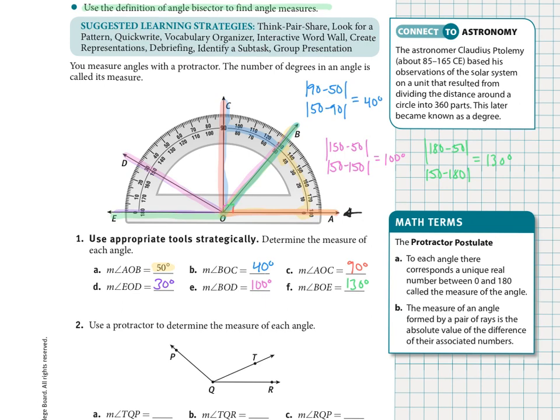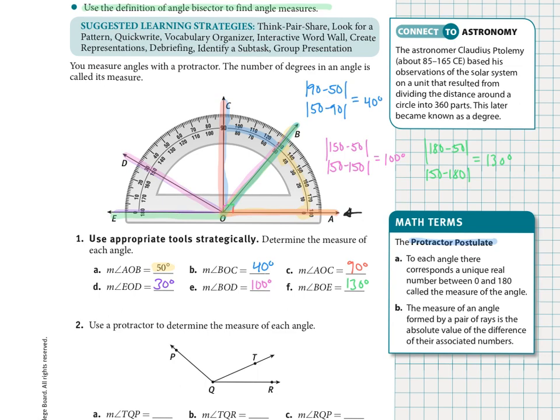Looking in the right margin, we can see that we have a protractor postulate, something to keep in mind. It says, to each angle, there corresponds a unique real number between 0 and 180 degrees, called the measure of the angle. The measure of the angle formed by a pair of rays is the absolute value of the difference of their associated numbers.